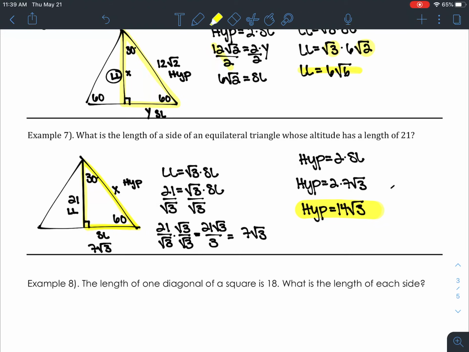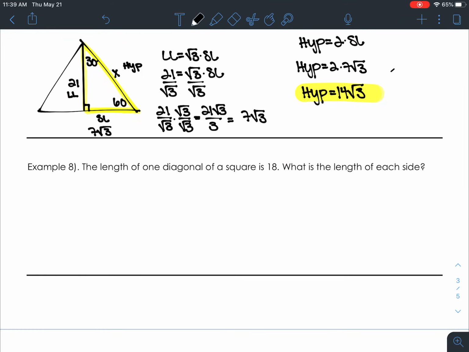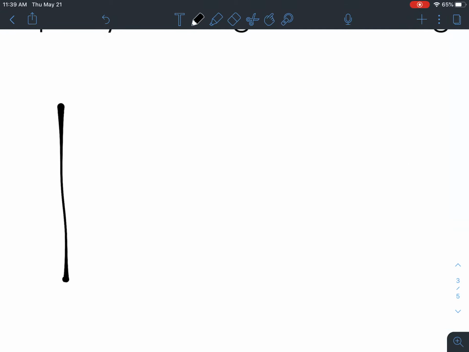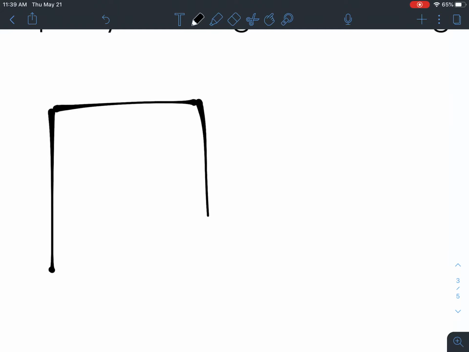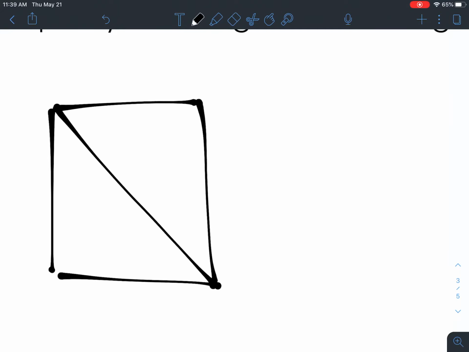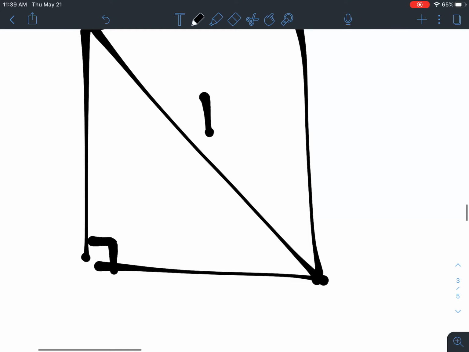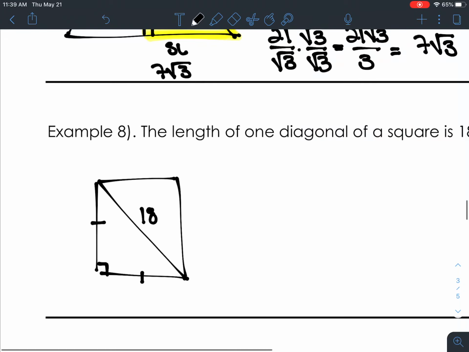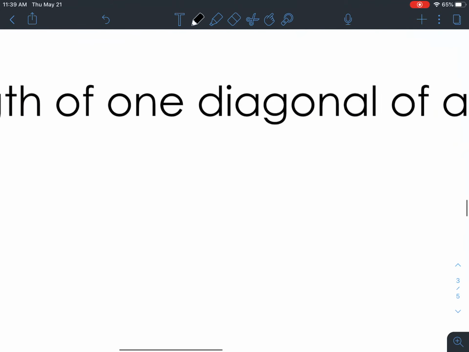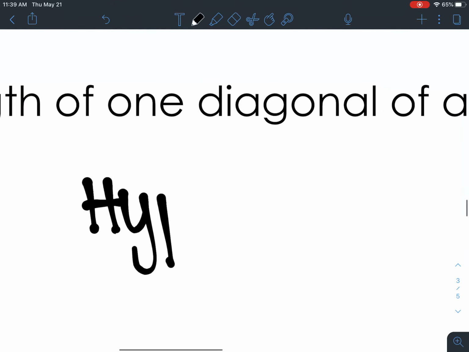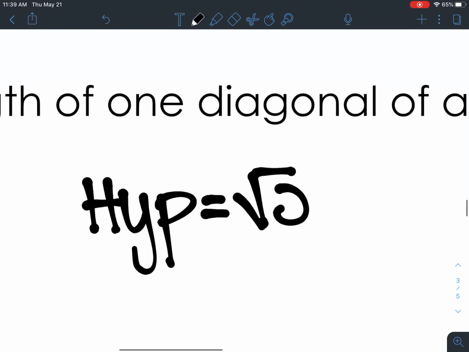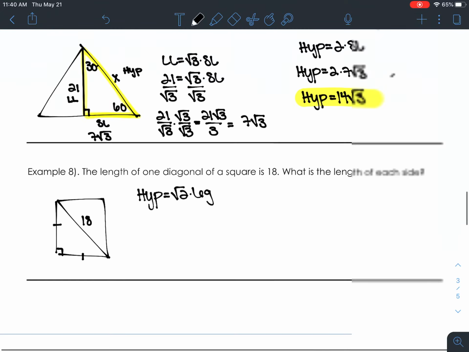All right, last one here says that the length of one diagonal of a square is 18. What's the length of each side? So let's draw our square. All right, let's draw our diagonal, and that has a length of 18. Remember, our squares are isosceles, which means that it's a 45, 45, 90 triangle.